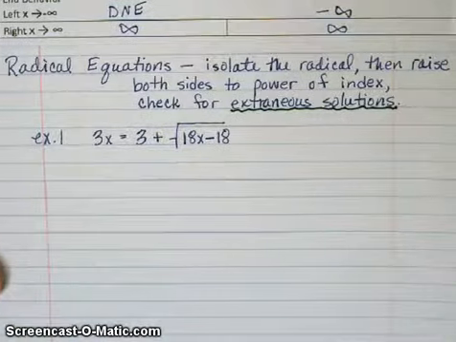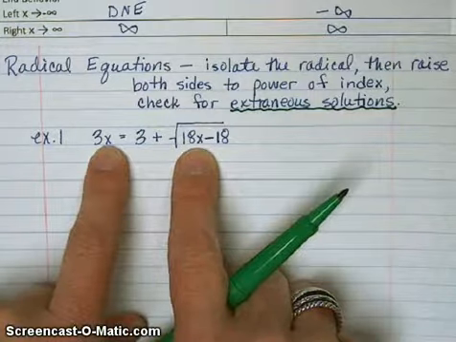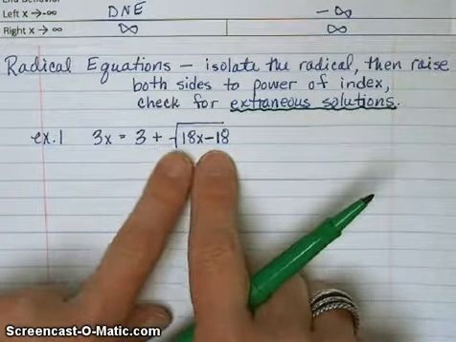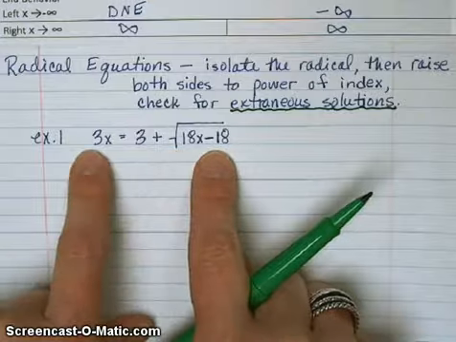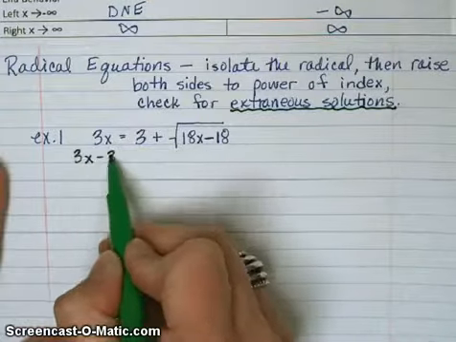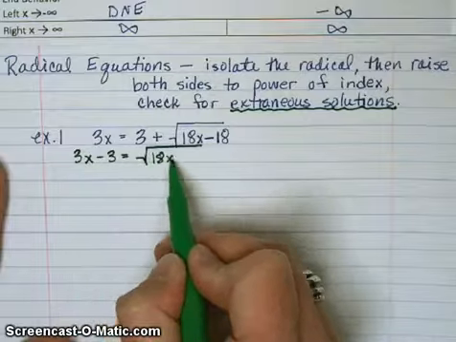All right, let's look at this example. 3x equals 3 plus the square root of 18x minus 18. So I've got two x's here, and I need to figure out how to solve and get them together. But first, I've got to isolate the radical. So I'm going to kick this 3 to the other side, which will give me 3x minus 3 is equal to the radical of 18x minus 18.